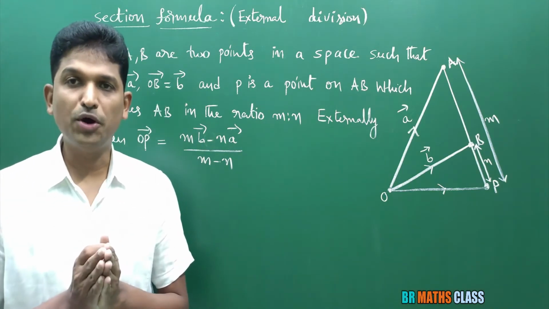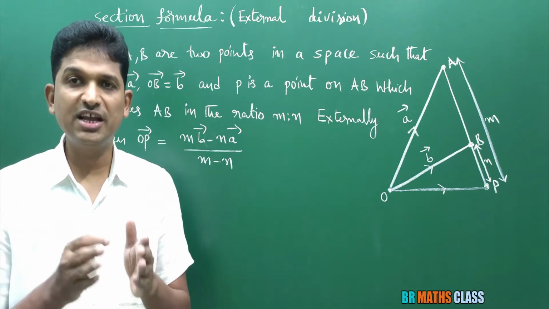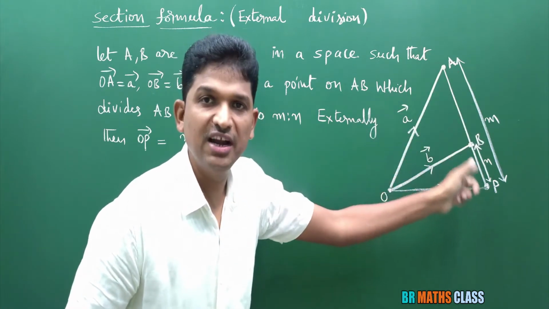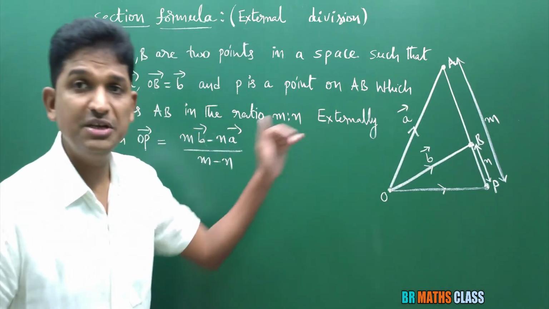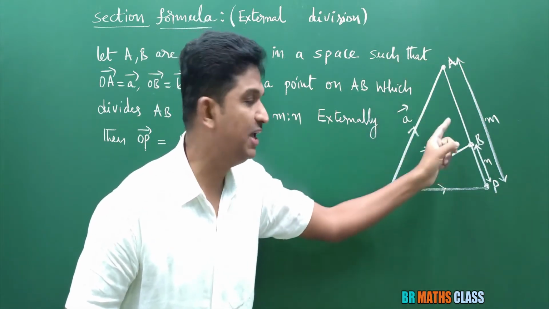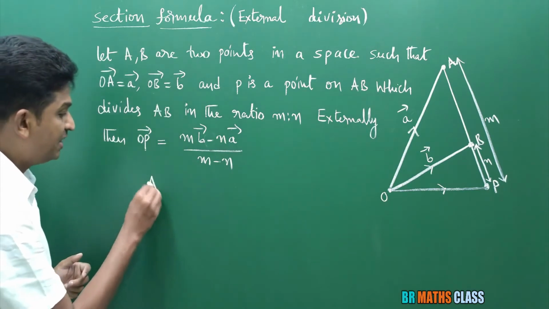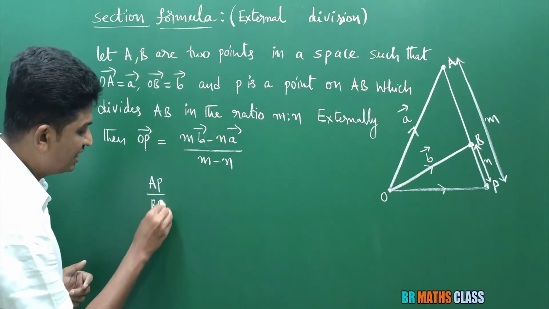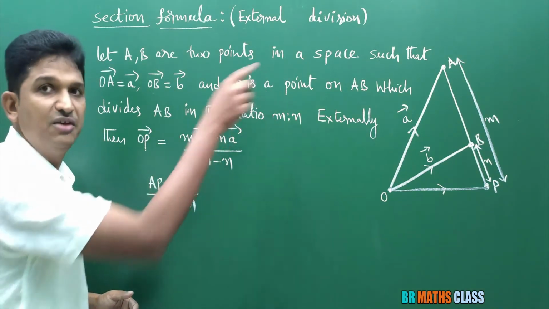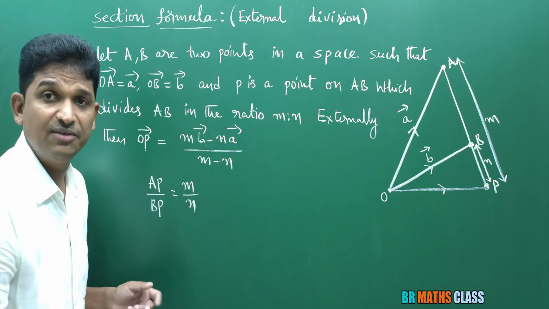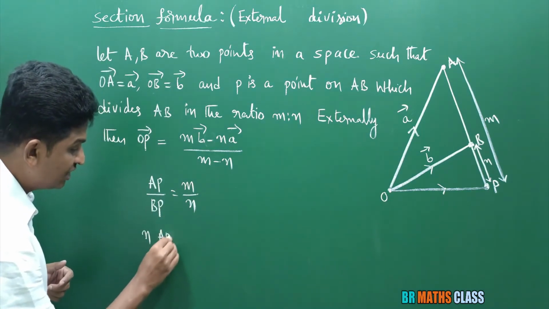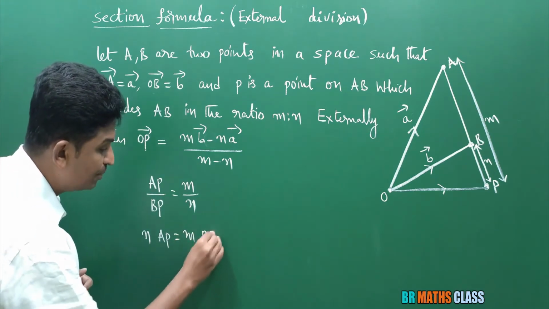You need to observe one point here. P divides AB in the ratio M:N externally means you need to consider AP divided by BP is M:N. So, AP divided by BP is M by N. How did you get this statement? Because they given P divides AB in the ratio M:N externally. From that I got this. Cross multiply, what you will get? N into AP equal to M into BP.